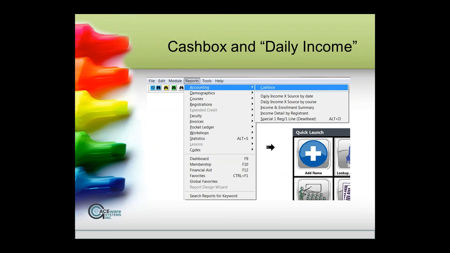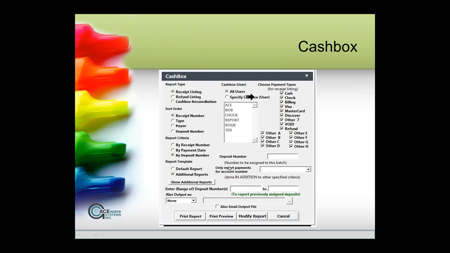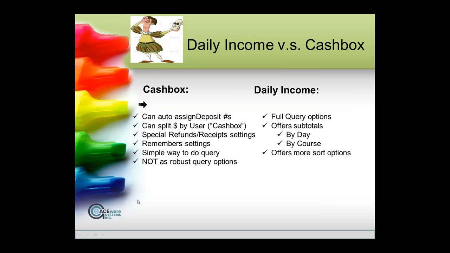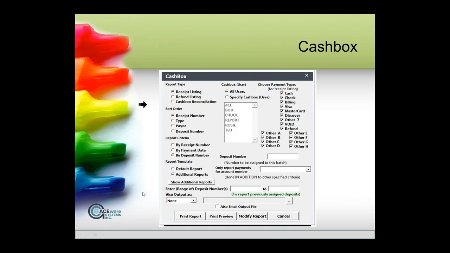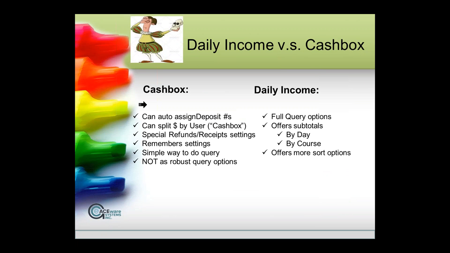Two main deposit reports are what we call cash box and daily income by source by date. So cash box is the one that gives you a reporting panel. Daily income by cash box. So what's the difference between them and what you might use? Cash box has a couple of things. It can auto-assign a deposit number.